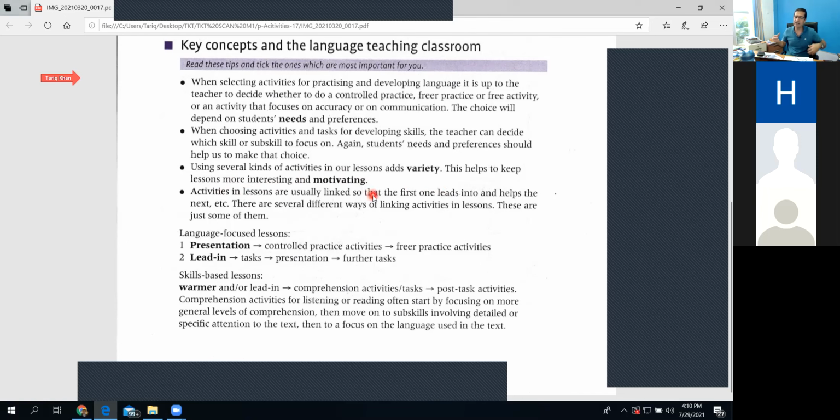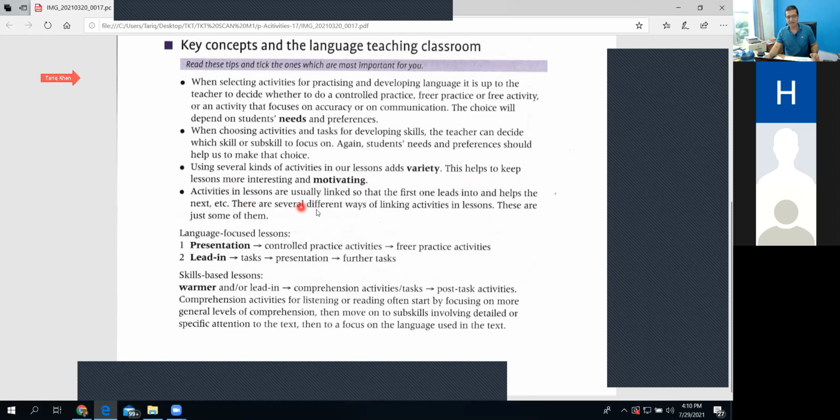And on the other side, why do we add activities? Because it gives variety to our lesson, so the students don't become bored, and our lessons are more interesting for them. Okay, because we are not teaching all in one way, right?